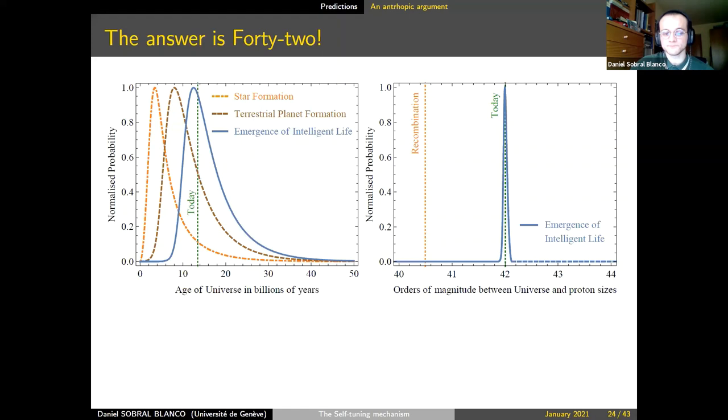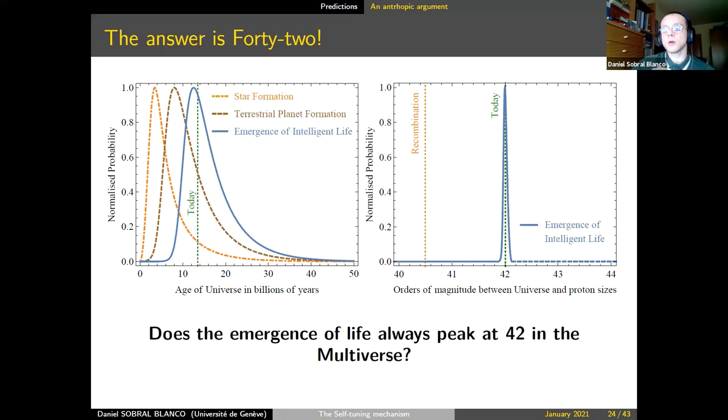And we plot here the date after recombination, and the emergence probability of life, which we have found to be very sharply peaked around this value today. This is the date of today, and the peak reaches exactly 42, which is the thing that surprises us most. And the question that remains is, does the emergence of life always peak at 42 in the multiverse? Can 42 really be the answer to the question of life, the universe, and everything? Okay, we leave this open for discussion, and I hope you like this presentation.